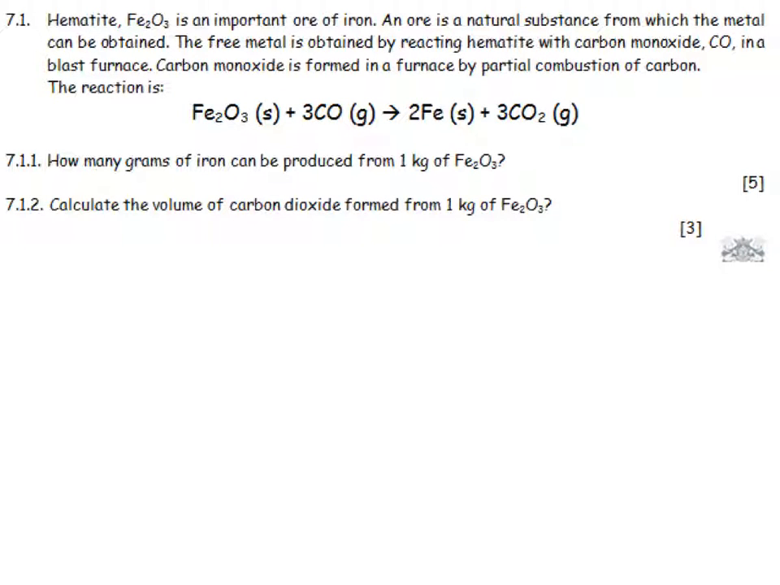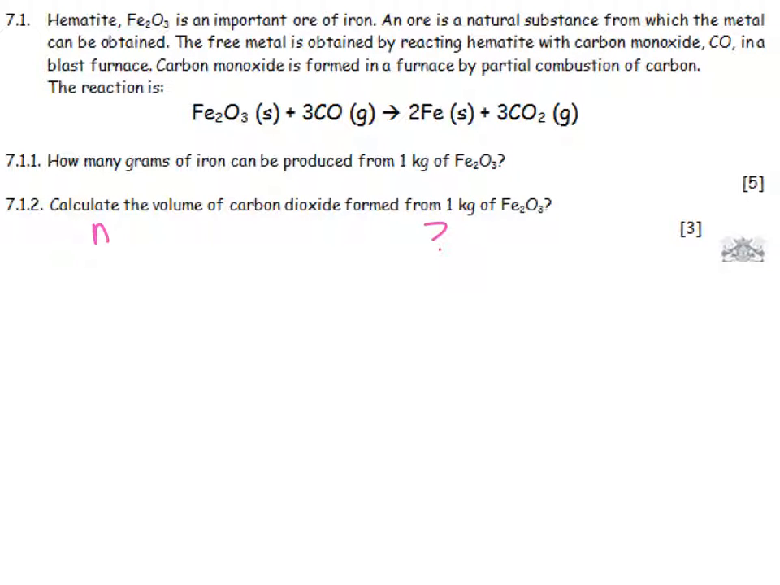Looking at question 7, because question 6 is very long, and we'll do it separately. So over here, I'm told hematite is an important ore of iron, and here is the equation. How many grams of iron can be produced from that much hematite? So I'm going to say, I'm interested in that.